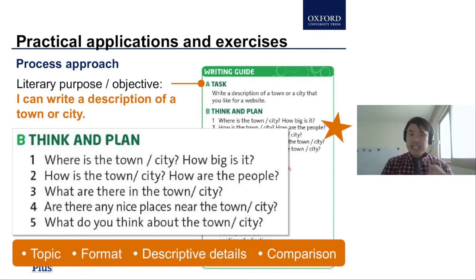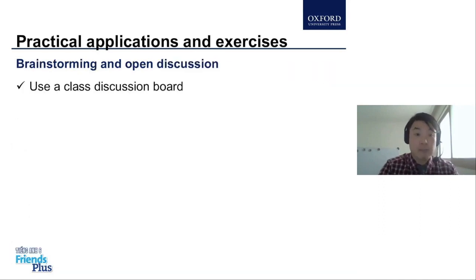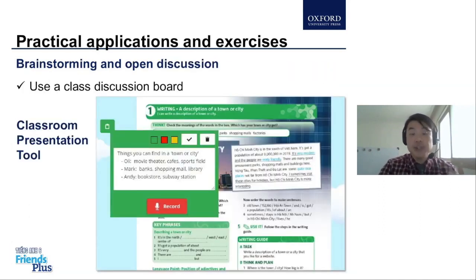So you can see that in the process approach, instead of giving the product first, they are going to learn and do the steps of the product on their own with the classroom, with their partners, or with small groups. And then they're going to eventually get to the final product writing. Now, you can do this in many different ways. You can use class discussion boards.